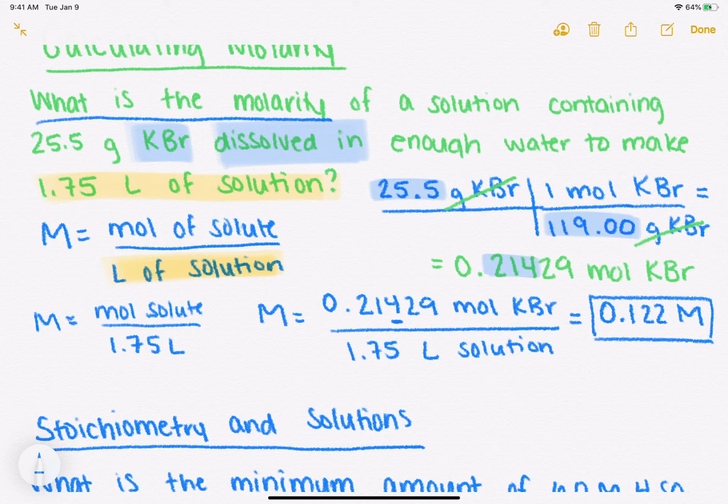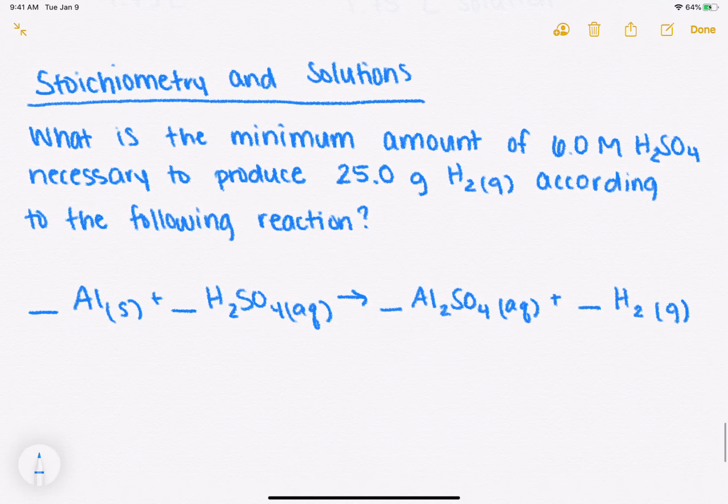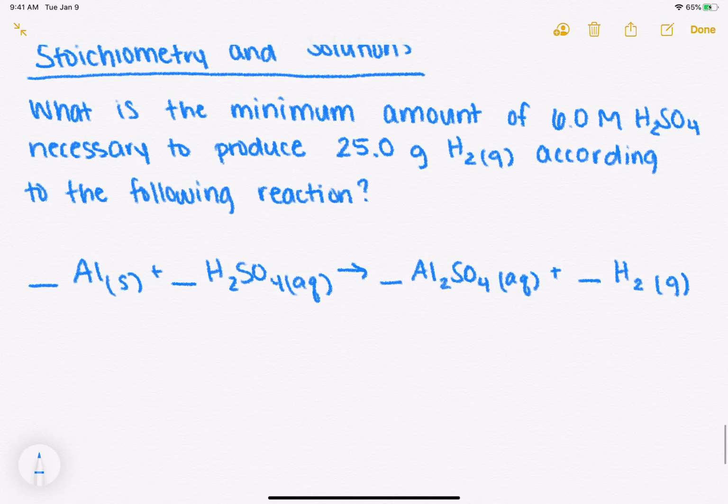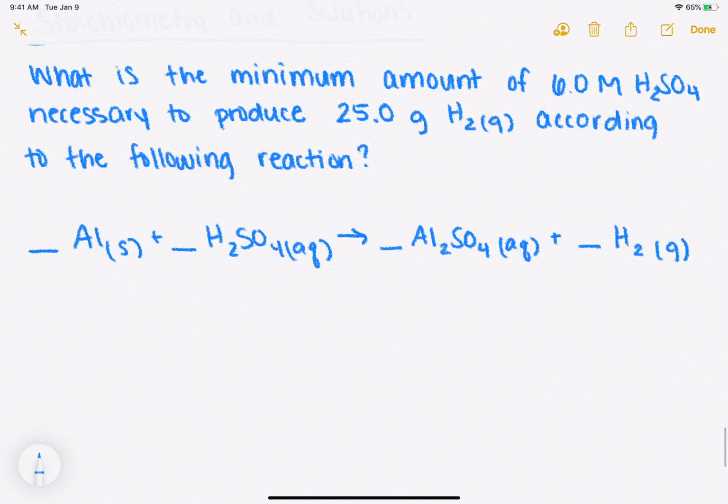We can also use molarity in stoichiometry, as so. What is the minimum amount of 6.0 molar H2SO4 that is necessary to produce 25.0 grams of H2 gas according to the following reaction? Notice how I gave you the reaction here unbalanced, so your very first step is going to have to balance that. So go ahead, pause the video, balance the reaction.